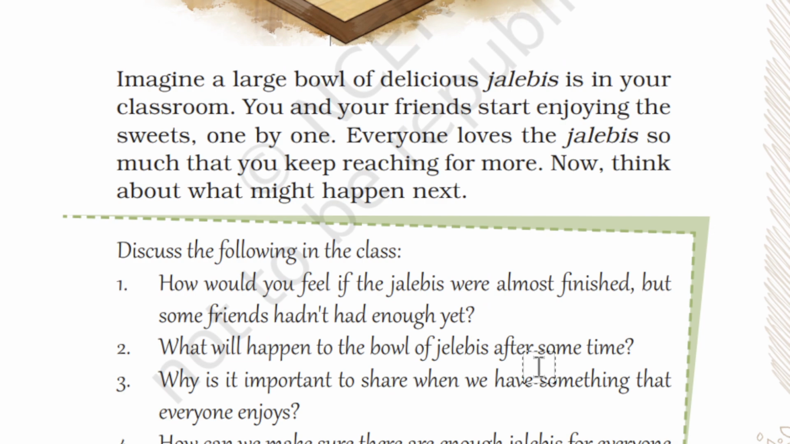Okay, how can we make sure that enough jalebis are there for everyone to enjoy? First we have to count and see, or we need to check with our class teacher how many jalebis are there in the box. Then we can see how many students are there in the classroom. For example, if you have only 10 jalebis and there are 20 students in the class, you can divide one jalebi in two equal portions. So 10 jalebis will become 20. So everyone can share equally and have it.